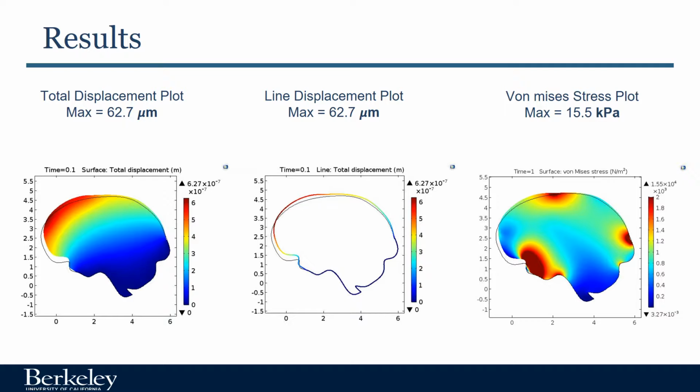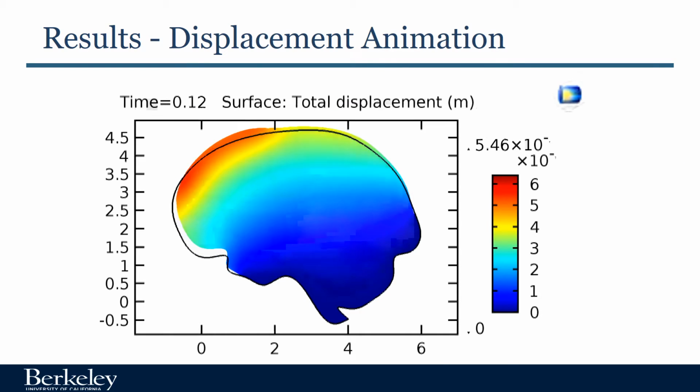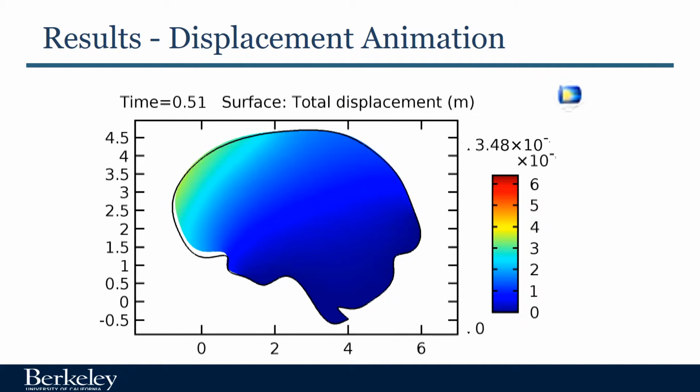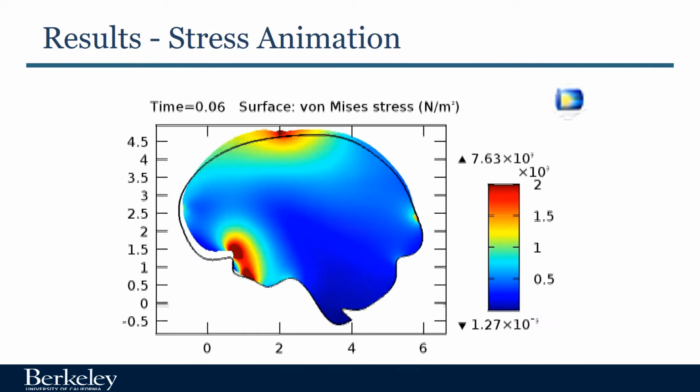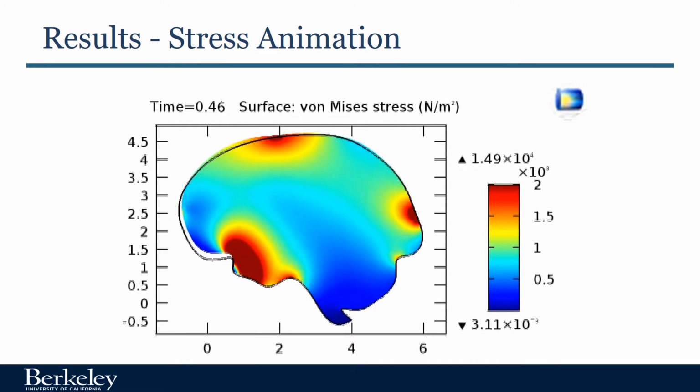Additionally, COMSOL animations were used to visualize the mechanical behavior of the brain that depicts both the displacement and the von Mises stresses that occurred due to impact. What we are showing here is the force transmission and the effect of the displacement on the brain. In this animation, we are showing the force transmission and the effect of the stress on the brain.